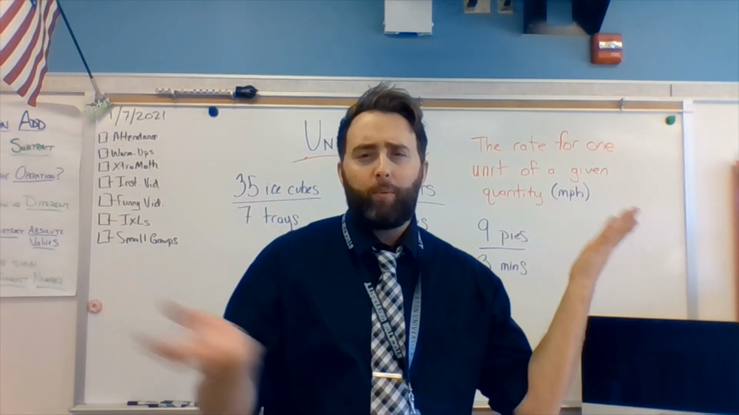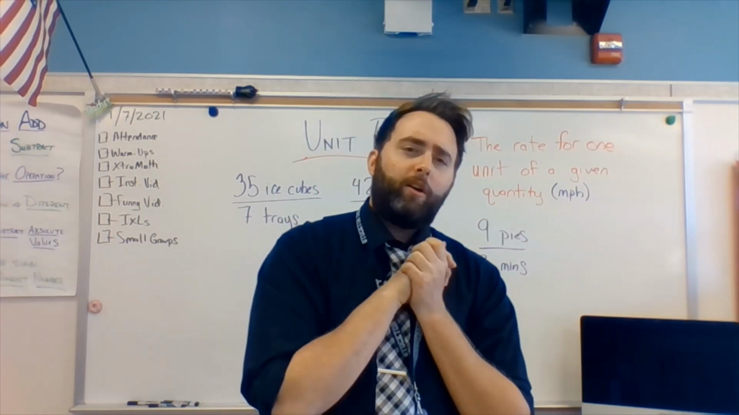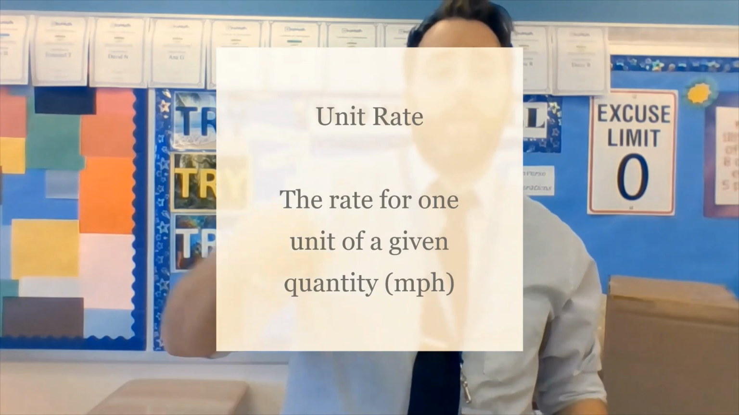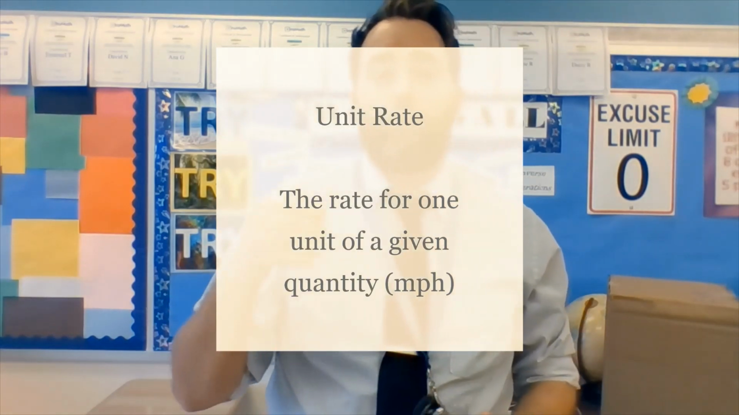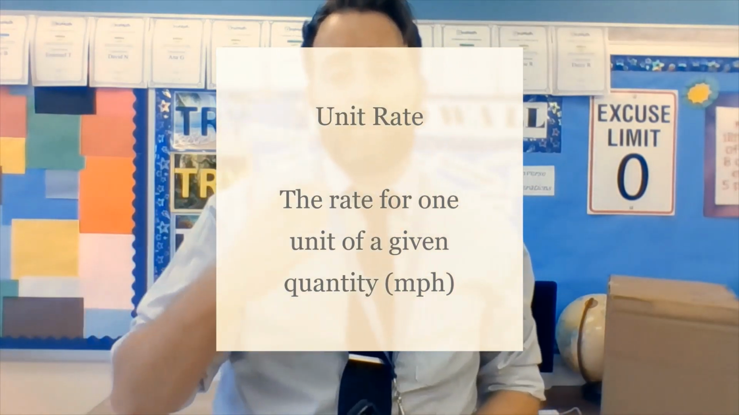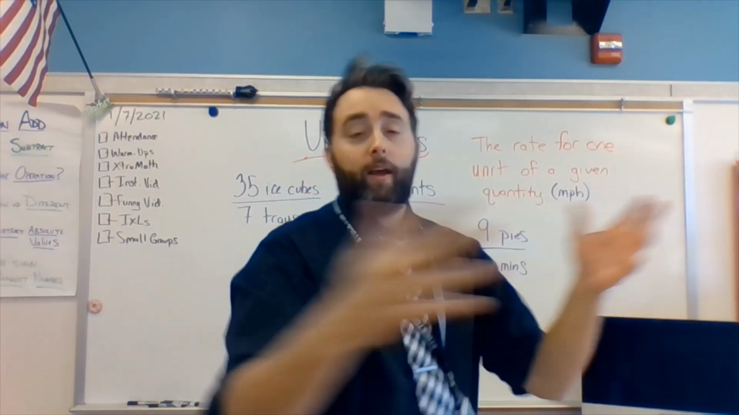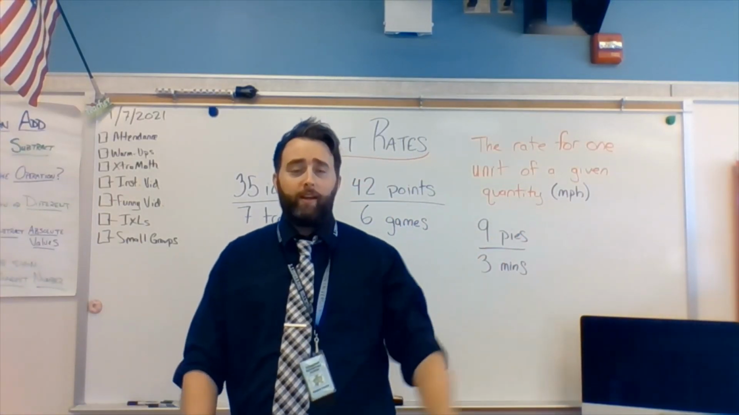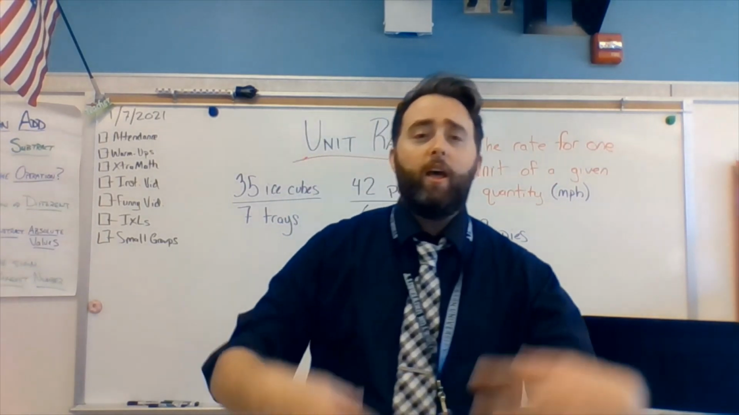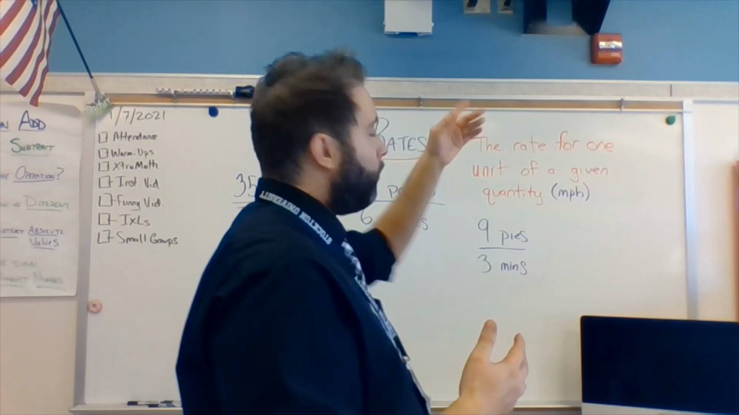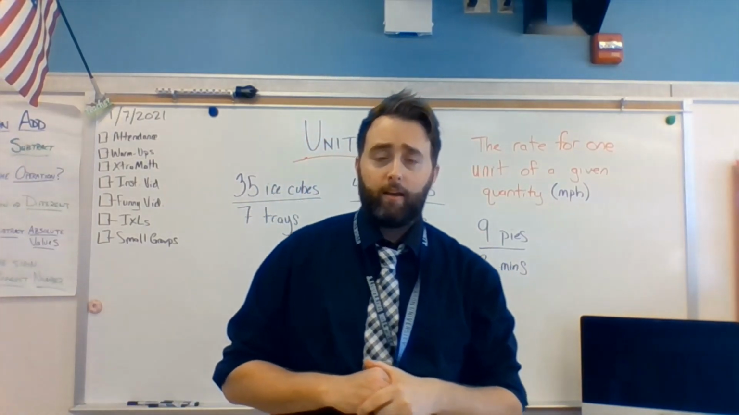I have the definition here, but why don't we shoot over to Nuge for a better look at the definition. Unit rate is the rate for 1 unit of a given quantity, like miles per hour. Yeah, very good. So I have it written here. He just explained it to us very nicely. We give the rate for 1 unit.